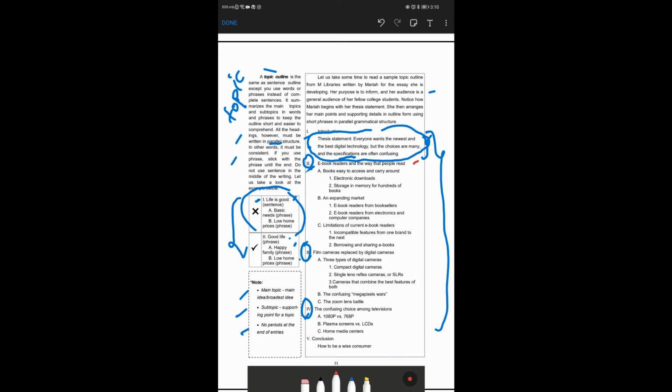Second subtopic, film cameras, replace by digital cameras. And then, third subtopic is the confusing choice among televisions. Okay, so yun yung tatlong subtopics or main topics na ginamit niya to explain the thesis statement. Okay, tapos below those topics given, nagbigay siya nitong mga to.